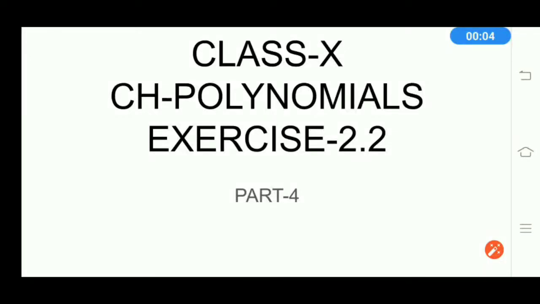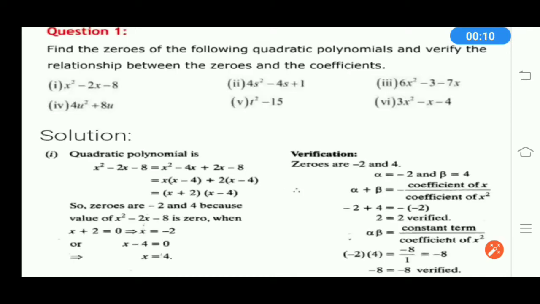Today we will solve exercise 2.2. Now see question number 1. The first question is: find the zeros of the following quadratic polynomials and verify the relationship between the zeros and the coefficients. Clear? The first polynomial is x² − 2x − 8.